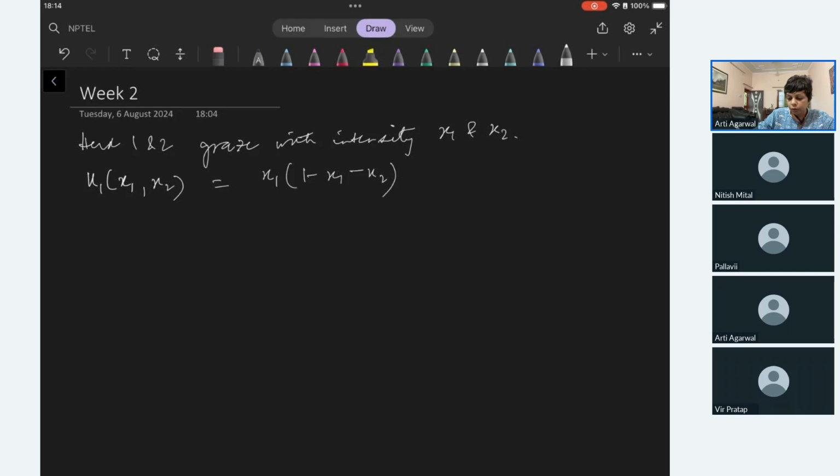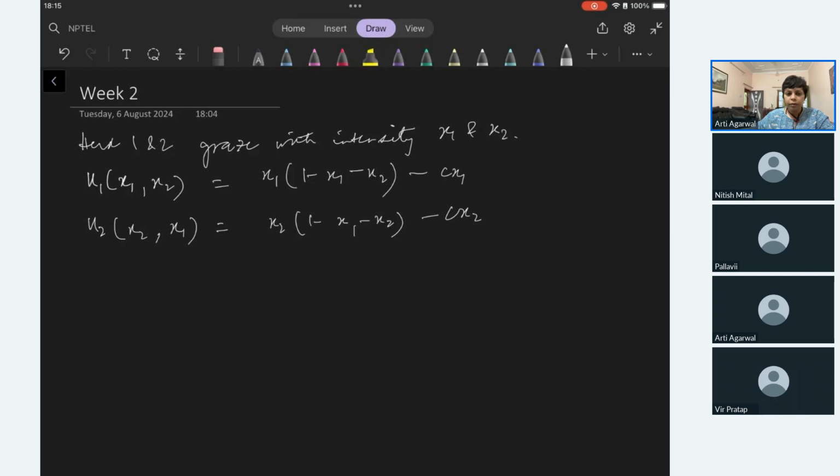But there is also a cost this time. So there is a minus cx1 also over here. Similarly, if I write it for herd 2, it will be u2(x2, x1). Please take care of the notation. When you're writing the utility, you will write the strategy of the person or the player for whom you are calculating the utility first. Okay. So x2 into (1 minus x1 minus x2) minus cx2. So similarly, you get both of these.